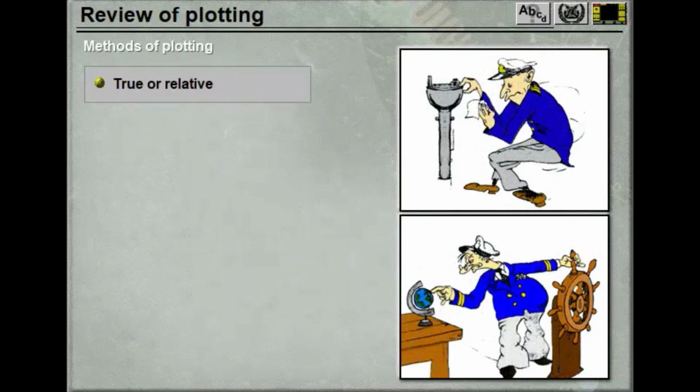Basically, there are two methods of plotting, true and relative. Both plotting methods can supply the information required. Which method is selected depends on the preferences of the navigator.